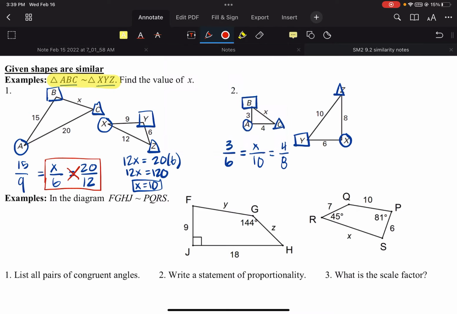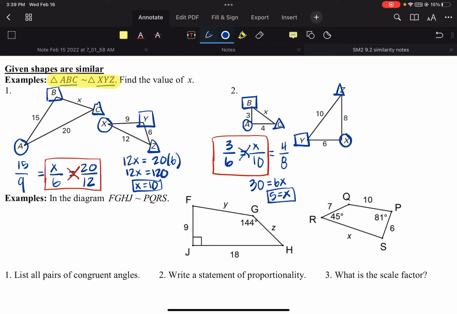Again, you're just going to choose 2 of your fractions and cross multiply. So I get 30 is equal to 6x. Divide both sides by 6, and I get that x is equal to 5. So that's going to be the value of x in that missing triangle.